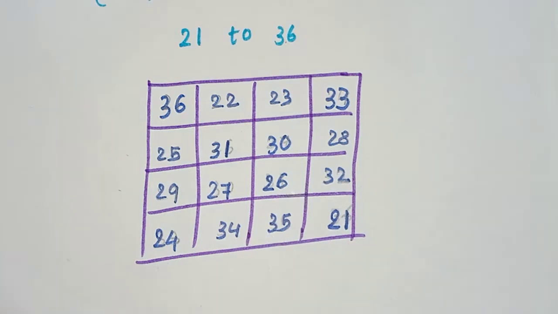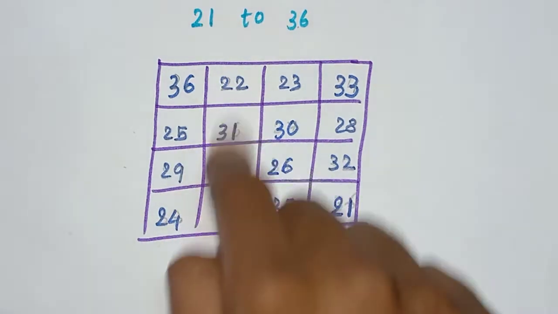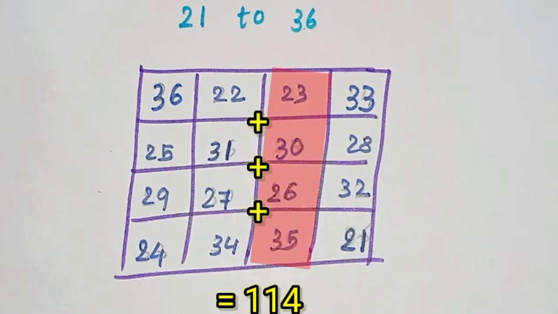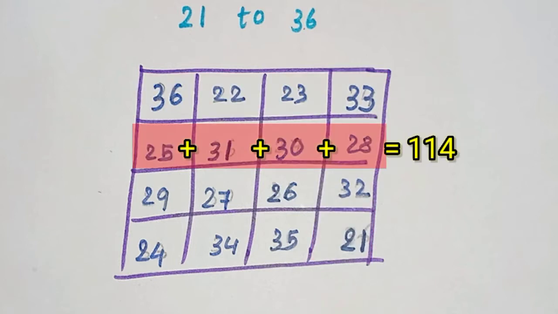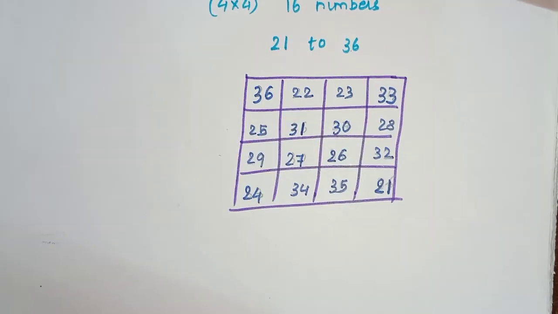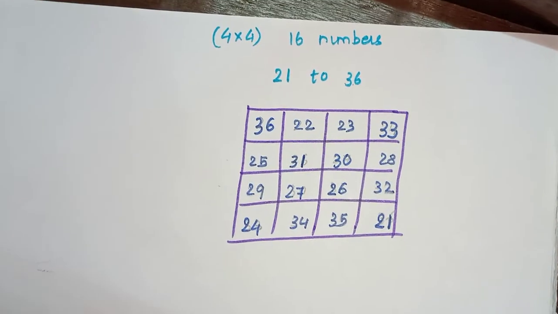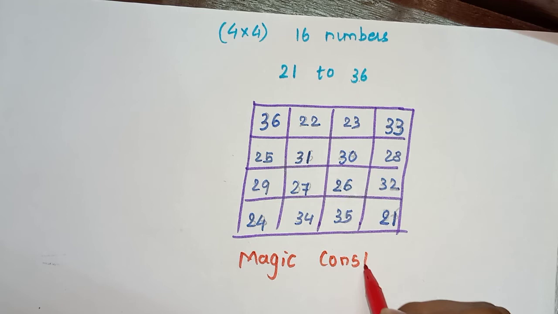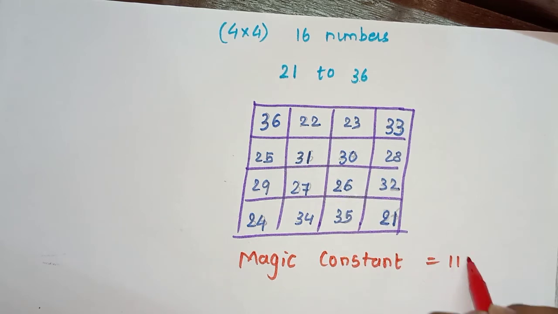Now to find the magic constant, we have to add and check all of these. So quickly I will add and check all of them. After the total, you can see I will write the magic constant is 114, because when you add all the rows, here there will be 4 rows, so all the 4 rows, 4 columns and 2 diagonals, you will get 114.